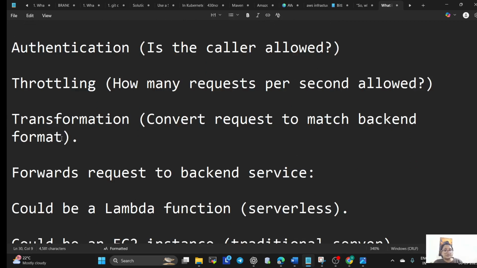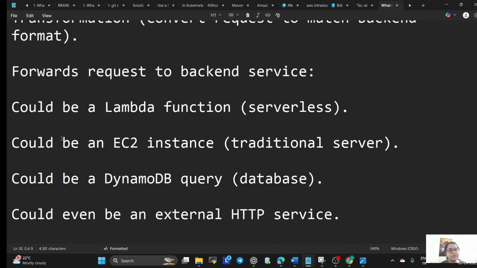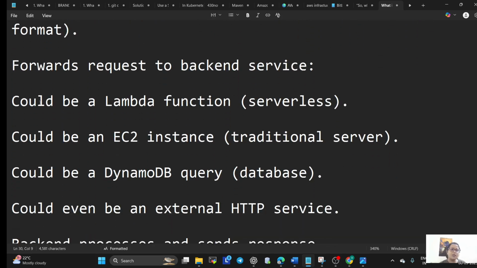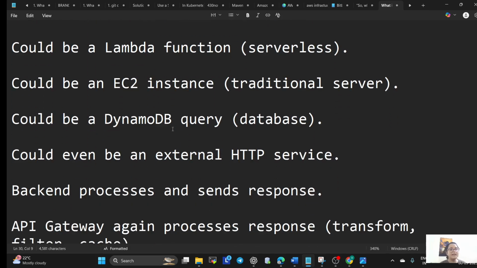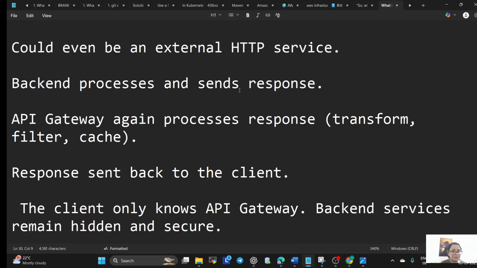Now transformation: convert the request to match the backend. If some request comes, it will convert it to the backend format and forward the request to backend services. That backend could be a Lambda function, that is serverless, could be an EC2 instance, that is a traditional server, could be a DynamoDB query, DynamoDB is nothing but a database, and could even be an external HTTP service. So the backend processes and sends a response.